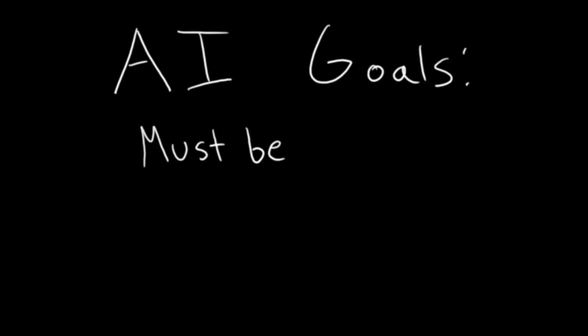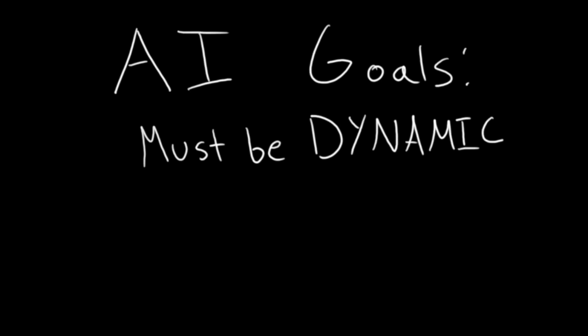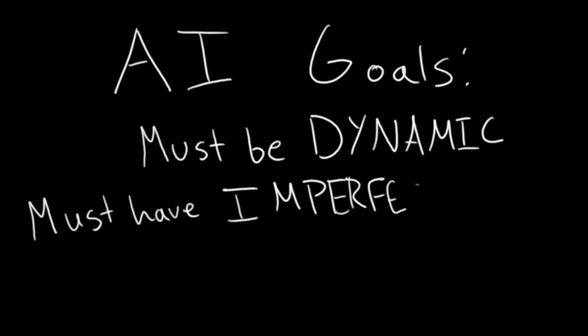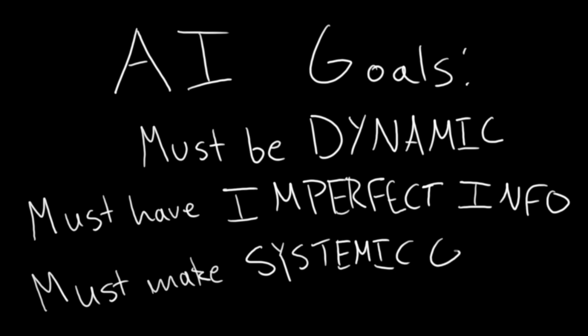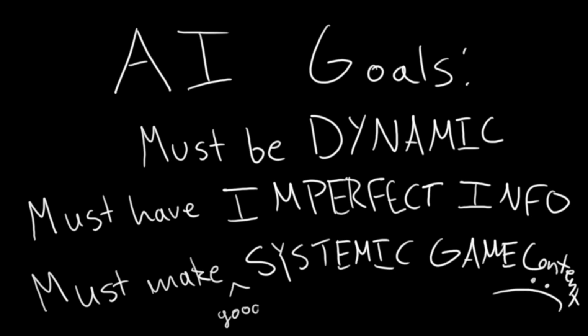The short version of my goals for this AI is that it needs to be dynamic, it needs to have imperfect information about its environment, and it needs to produce systemic content for a game. The simplest part to discuss is how this AI will have imperfect information.